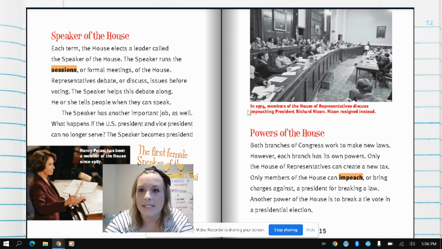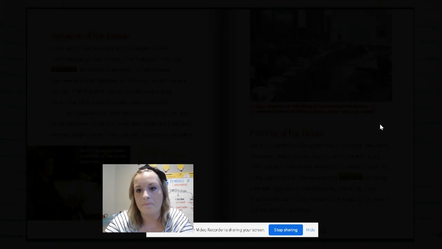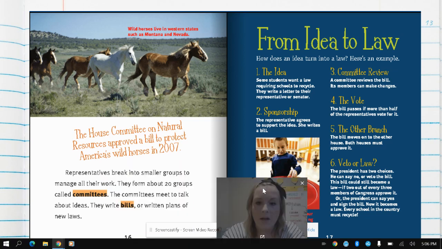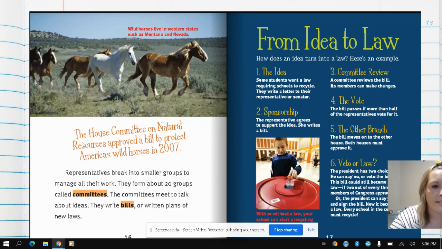So here, our caption says that in 1974, members of the House of Representatives discussed impeaching President Richard Nixon. Nixon resigned instead, meaning he stepped down as president. Okay. Here it says the House Committee on Natural Resources approved a bill to protect America's wild horses in 2007. So that's one of the ways that they can work to help protect the United States.